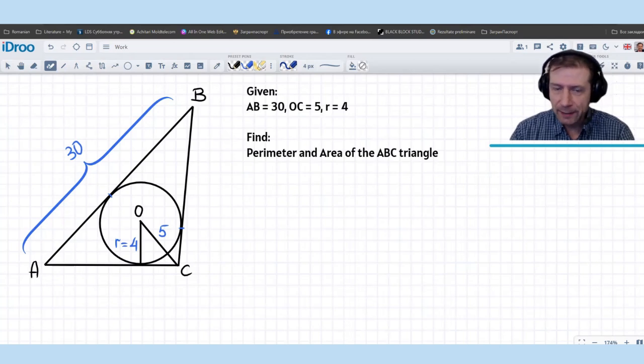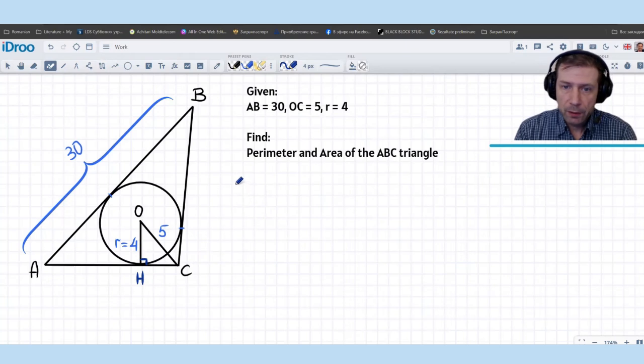Looks like we're lacking data, but that's not really the case. Everything is fine. Let's see what we can find first. Well, we know that the radius drawn to the point of tangency, to the tangent line over there, would be perpendicular to the tangent line, like this. Let's call this point H. And in this case, we know that OH is perpendicular to HC, which means OHC is a right triangle.